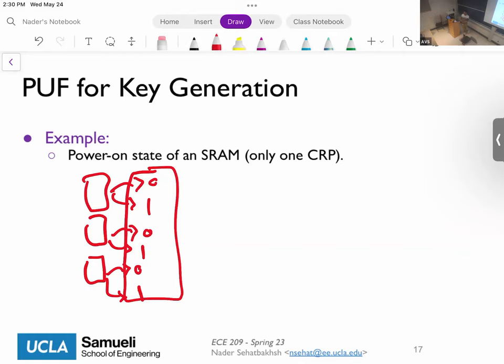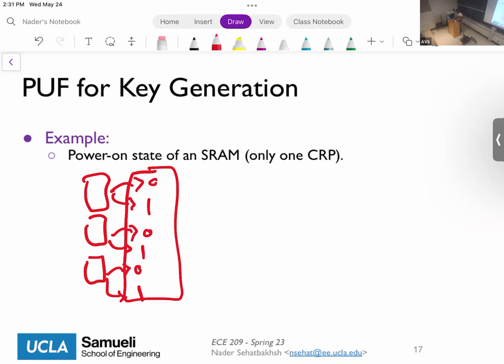So you don't really need to store the keys. All you need to know is, for example, the power-on state of your SRAM. That's what you do. And this is very secure against side channel attacks, because if the device is off, nobody can read it. If the device is on, you don't expose the internal data of your SRAM to the outside world. So again, you're protected against side channel attacks.